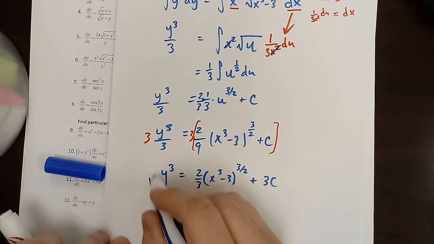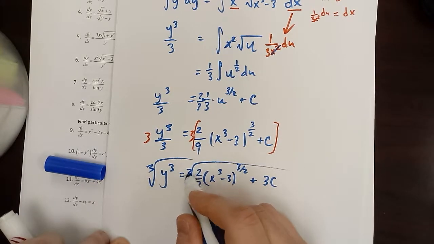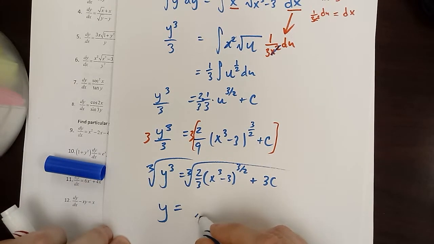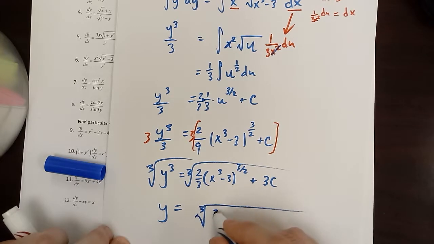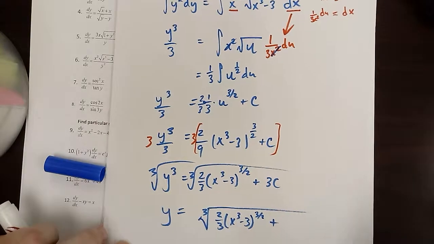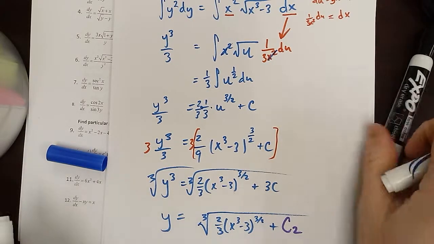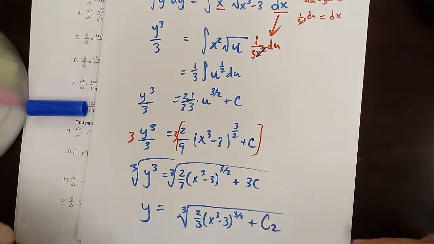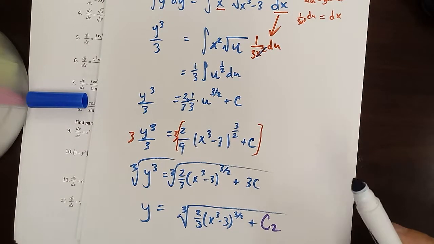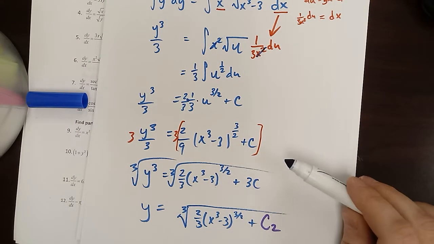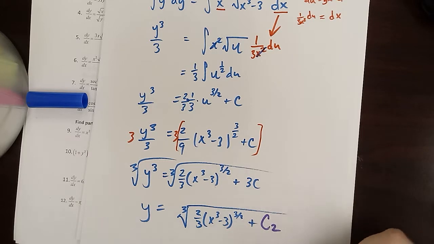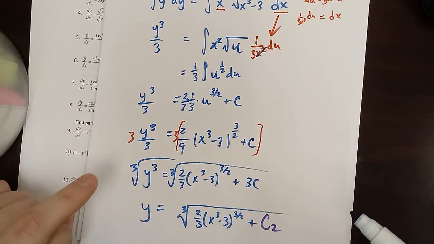So now to finish this, I'll take the cube root of both sides, and we'll get that y is equal to the cube root of 2/3 times x cubed minus 3 to the 3/2 plus c2. There. It's a different c now. I can say 3c, c2, whatever. I really want to make sure that in these videos I'm going through and doing the messy algebra and being careful with it, because the more I do on camera, the better. Okay. Anything worth talking about?